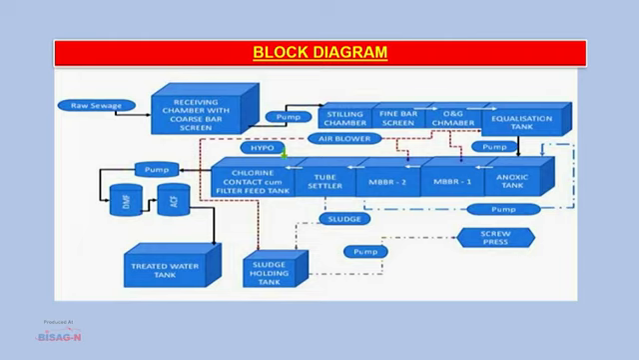Stage 15, Tertiary treatment. From the chlorination tank, treated sewage is pumped through a centrifugal pump to the tertiary treatment unit. The tertiary treatment unit comprises a dual media filter and an activated carbon filter.